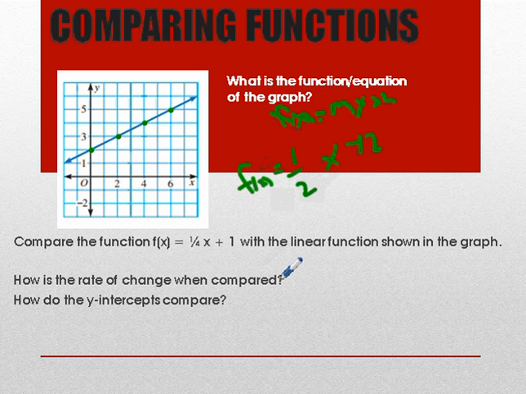So I want to compare the rate of change, which could also be known as the slope. How is this changing? The rate of change, the slope. Well, this is 1/2 and this is 1/4. Now, if you're not sure what that means, let's graph this 1/4 then. So that means we're going to make a table.